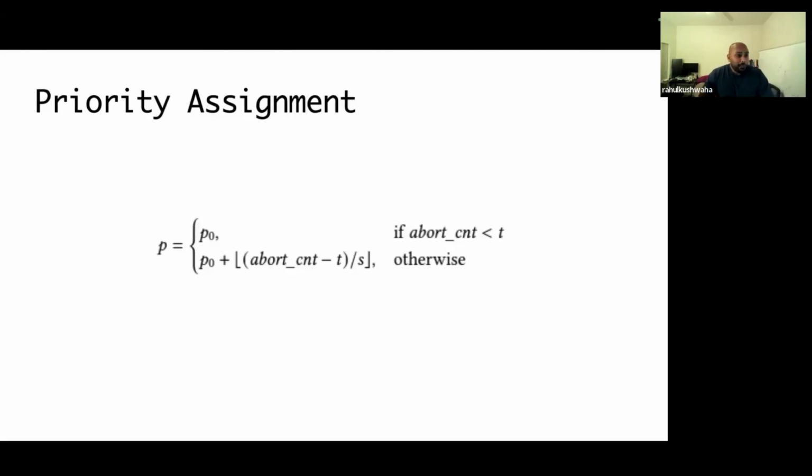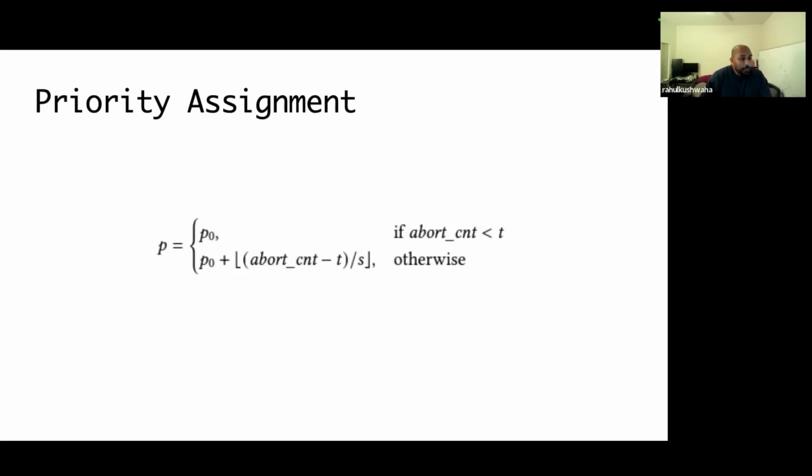Priority in Polaris can be assigned statically or dynamically, or it can be user-defined priority, or it can be system-defined. In a lot of experiments, they've used this formula for calculating the priority: if the abort count is less than some number t, it will always be assigned P0. P0 in the sense of some quantity of priority. It can be 8, 9, or 10.